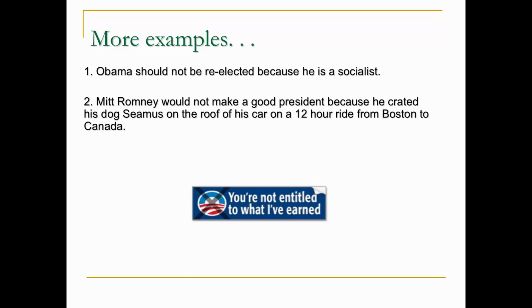This is a few elections back, but Mitt Romney would not make a good president because he crated his dog Seamus on the roof of his car on a 12-hour ride from Boston to Canada. I don't know if you remember that whole controversy, but it was going on forever, and he was on 60 Minutes defending it, and the animal lovers were up in arms about it, saying that a person who cares so little for his own dog, and is willing in these cold temperatures, for such a long ride, to put his dog on the roof of his car, would not make a good president because that's just an uncaring thing to do. So that's their assumption here, that someone who acts this way would not make a good president.